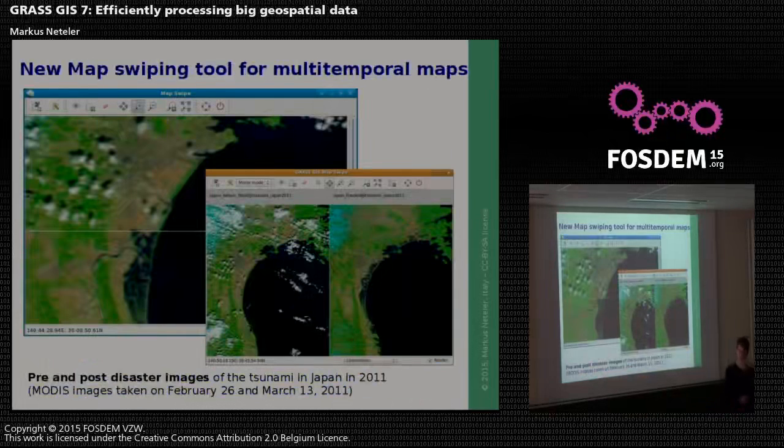Then for another point of multi-temporal data analysis, this is the tsunami event in Japan in 2011. You can see for disaster management before and after the event, have a slider and can visually compare what happened to get an idea about the impact in a graphical way.